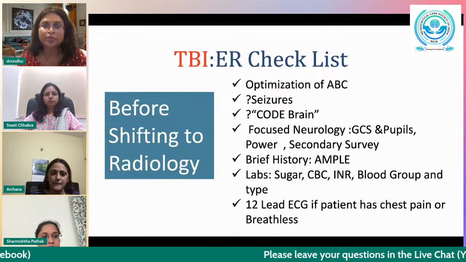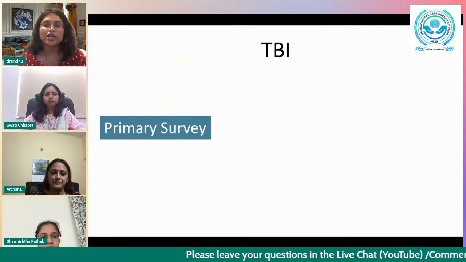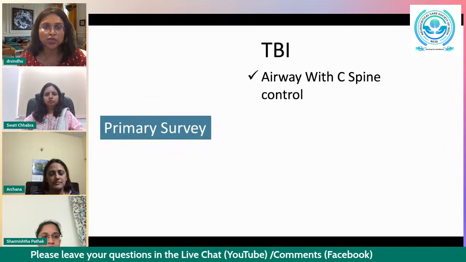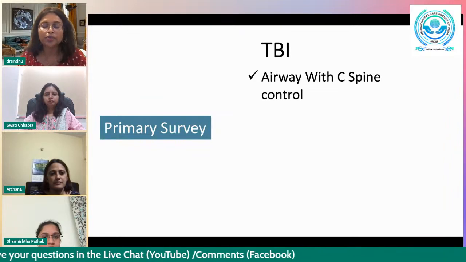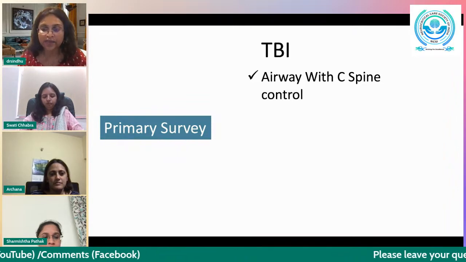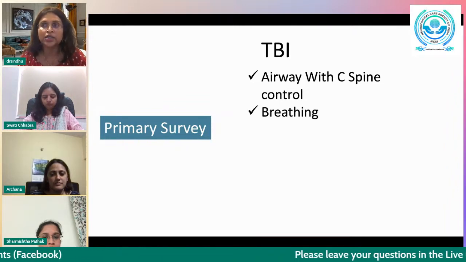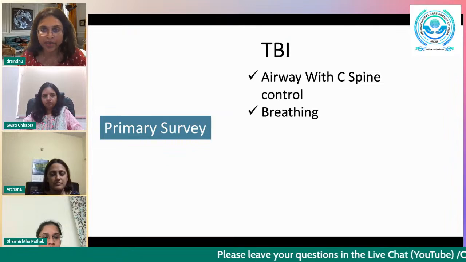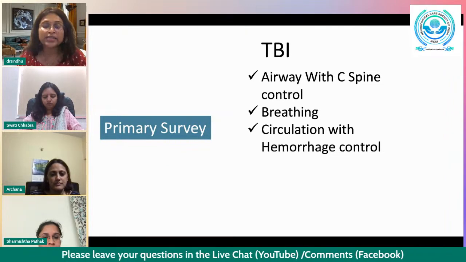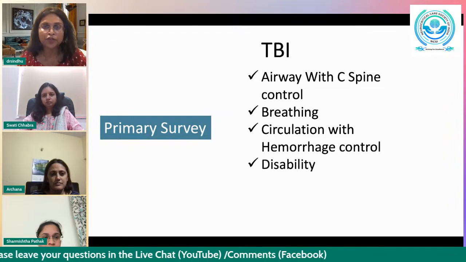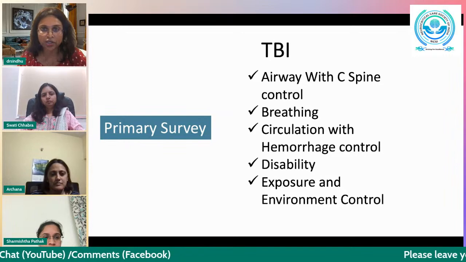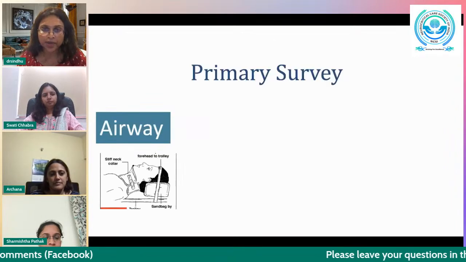Before shifting to radiology, please do the ER checklist. In the primary survey, always do the airway with C-spine control. Please don't think, always assume that the patient has a spinal cord injury until proved otherwise by doing a CT spine or an X-ray using the NEXUS criteria. C for breathing and circulation with hemorrhage control, C for the GCS, and C for the temperature of the patient and environment control. So all these things come under the primary survey.